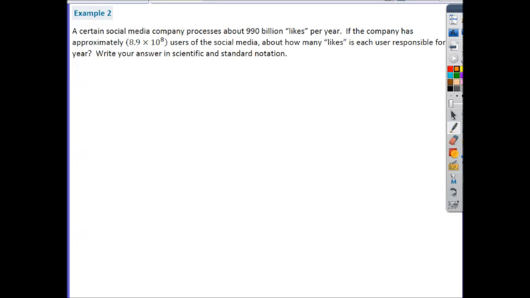So the first thing I need to decide here is, what operation am I going to be using? And what really tells me and gives me a hint about it is the fact that they say about how many likes is each user responsible for per year. So let's highlight that.